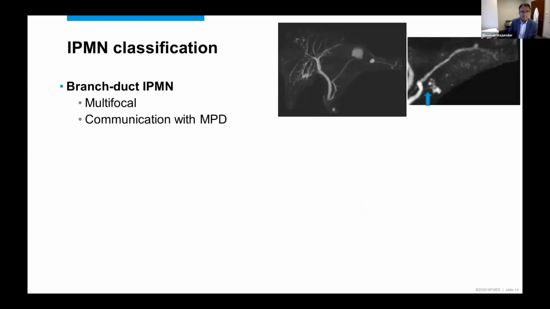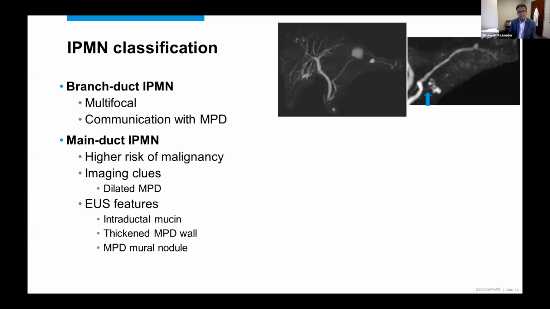So spending a little bit more time on IPMN classification, I had mentioned they are branch duct, main duct, or mixed lesions. So here you see an image of a branch duct IPMN, and on this MRCP image, there are cysts of different sizes across the head, body, and tail of the pancreas. And that's common in these patients. These lesions are often multifocal. And if you look carefully at the blue arrow I've tried to point out there, the MRCP often helps us identify a communication with the main pancreatic duct, which favors this diagnosis.